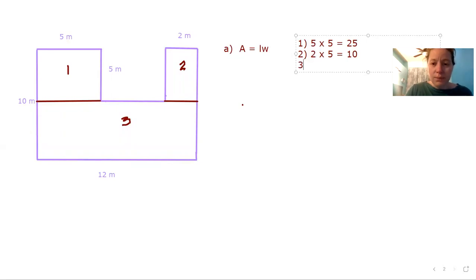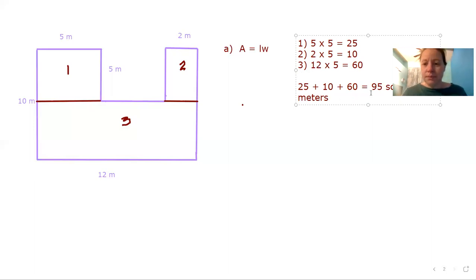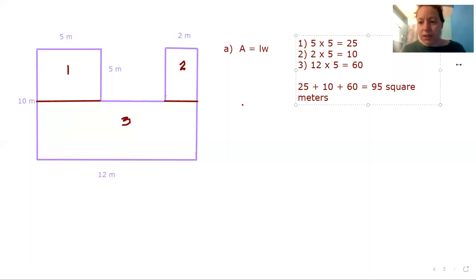And number 3 is 12. I know that from the bottom. Times however high this is. So 10 minus 5 gives me 5. 12 times 5 is equal to 60. I then go 25 plus 10 plus 60 is equal to 95 square meters. All right, so that's how I write it out, 95 square meters.